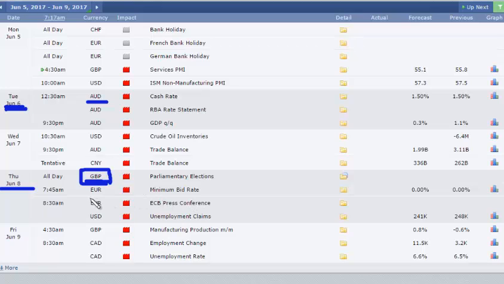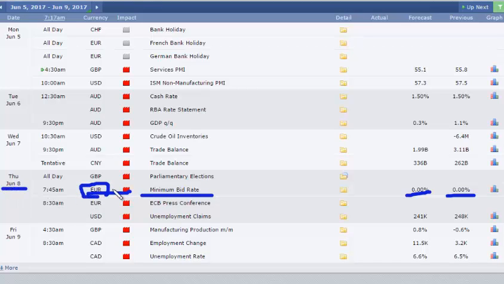Interest rate is scheduled for the euro. You can see right there that it was left at 0%. So we are also expecting that there will be no changes to the euro interest rate. But you want to keep in mind interest rate can cause abnormal volatility for all euro crosses on Thursday.